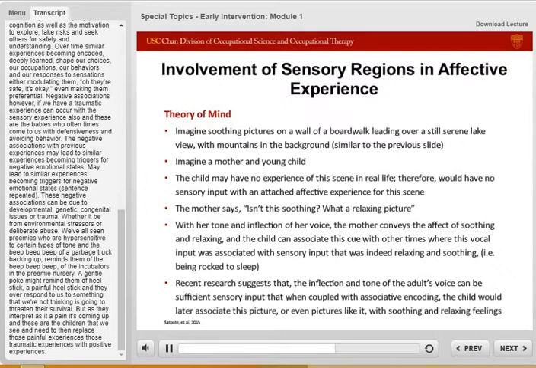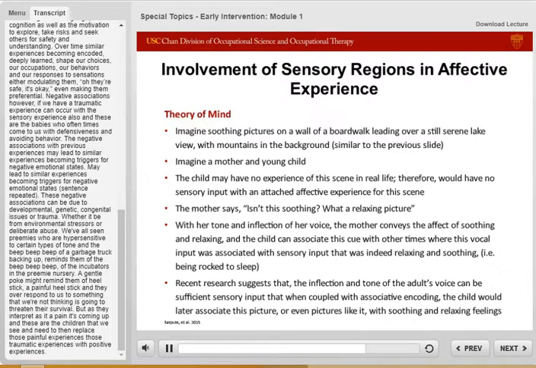Negative associations, however, if we have a traumatic experience, can occur with a sensory experience also. And these are the babies who oftentimes come to us with defensiveness and avoidant behavior. The negative associations with previous experiences may lead to similar experiences becoming triggers for negative emotional states.